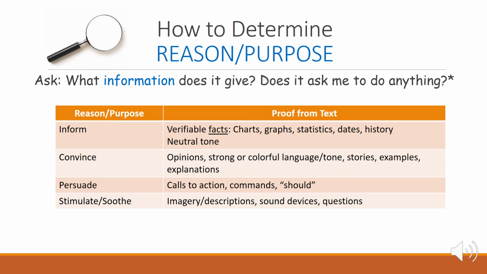But if the text goes on to add opinions based on those facts, or if it uses stronger or more colorful language to express those opinions, then it's probably trying to convince you to agree with the author. Now, texts that try to convince you will also give a lot more support than just facts. They'll give examples, including anecdotes or stories, and they'll explain things a lot to try and get you to agree. Now, if the text goes on to tell you what you should do, or make a call to action, or even tell you straight out, do this, it's probably trying to persuade you.